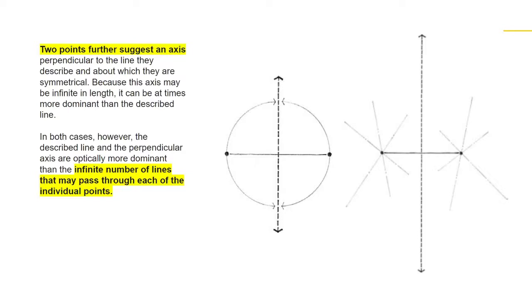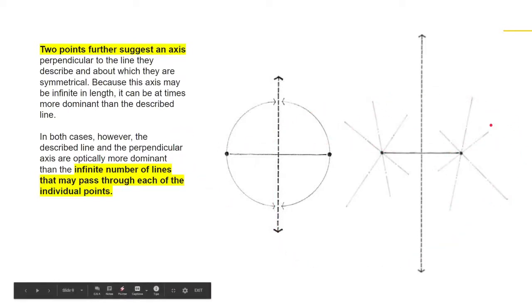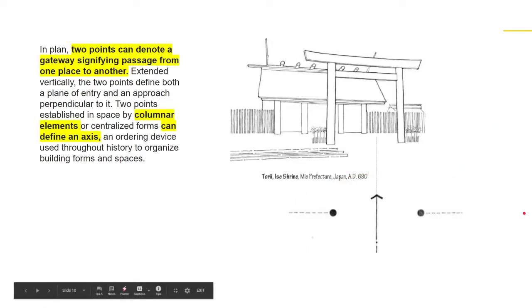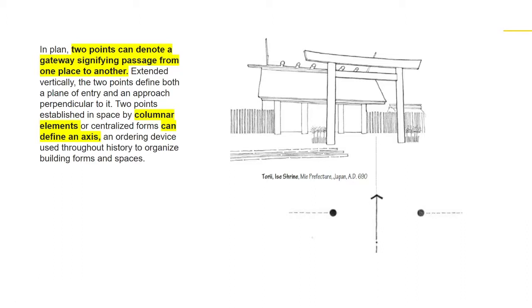In both cases, however, the described line and the perpendicular axis are optically more dominant than the infinite number of lines that may pass through each of the individual points. So this is the representation for that. In plan, two points can denote a gateway signifying passage from one place to another. Extended vertically, the two points define both a plane of entry and an approach perpendicular to it. Two points established in space by columnar elements or central forms can define an axis.